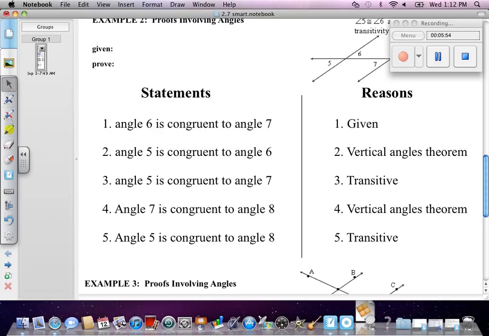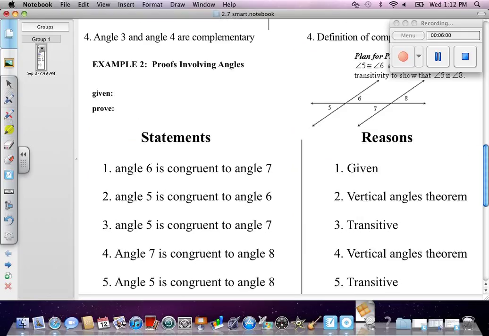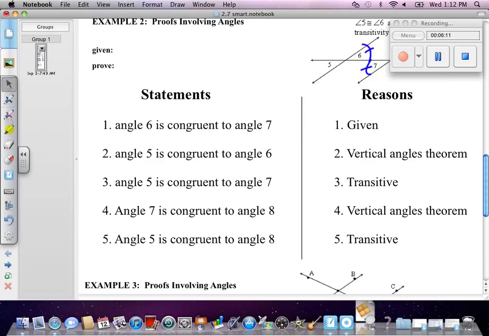So we're proving, we're given that angle 6 and angle 7 are congruent to each other. Angle 6 and angle 7, we're given that are congruent. And we want to prove that 5 and 8 are congruent to each other. I might be doing this again, hint, hint, because they look very similar to your test.